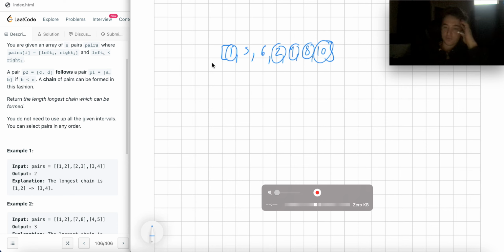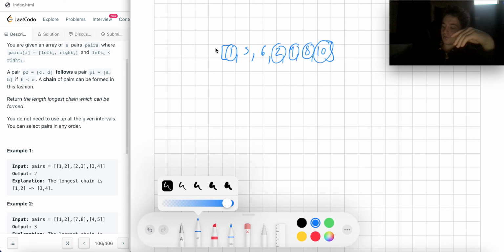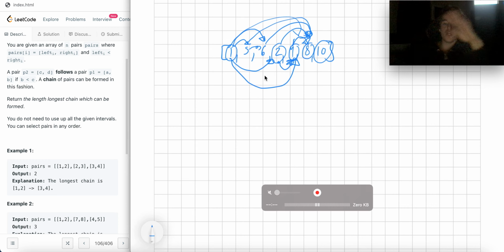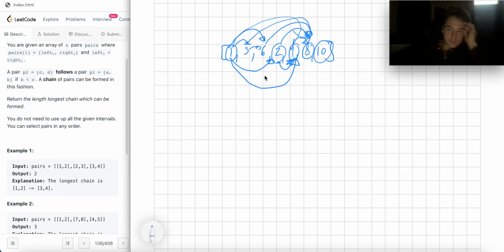In order to solve this problem, there's an n-squared dynamic programming solution, where you look at each node and look at what's to its left and see what it can connect to. When I look at 5, I know it can connect to 1. When I look at 6, it can connect to 5 and 1. When I look at 2, it can connect to 1. When I look at 4, it can connect to 2 and 1. And when I look at 8, it can connect to everything. So you draw the system out, and then you just try to find the longest path in the system. That takes n squared time.